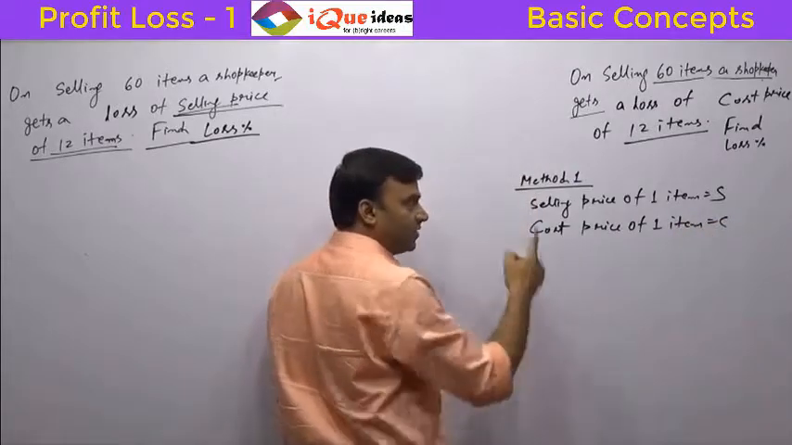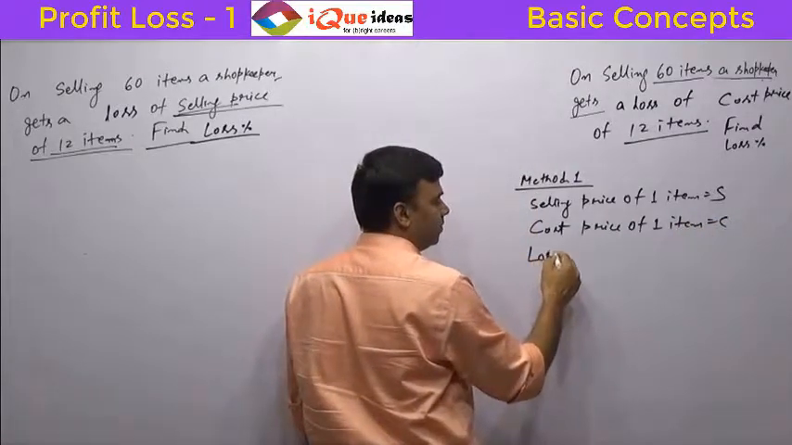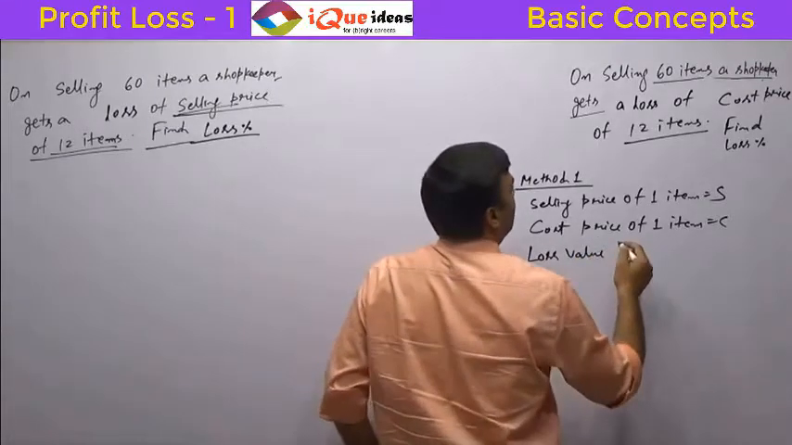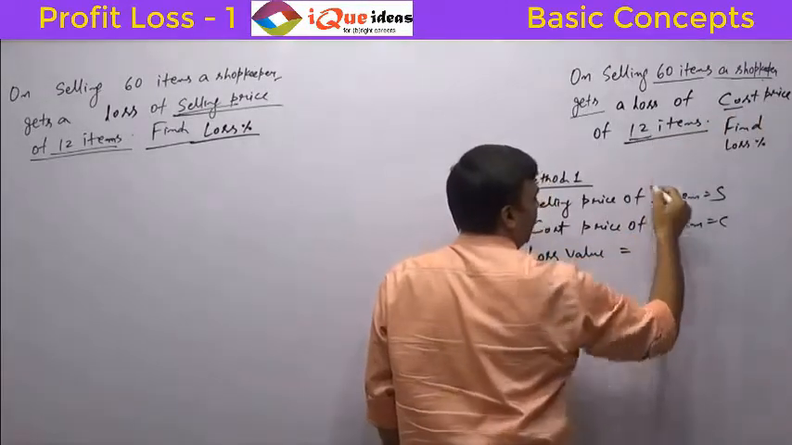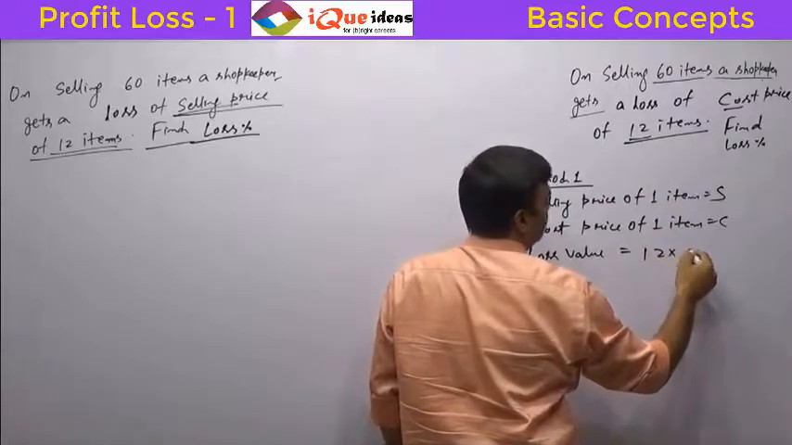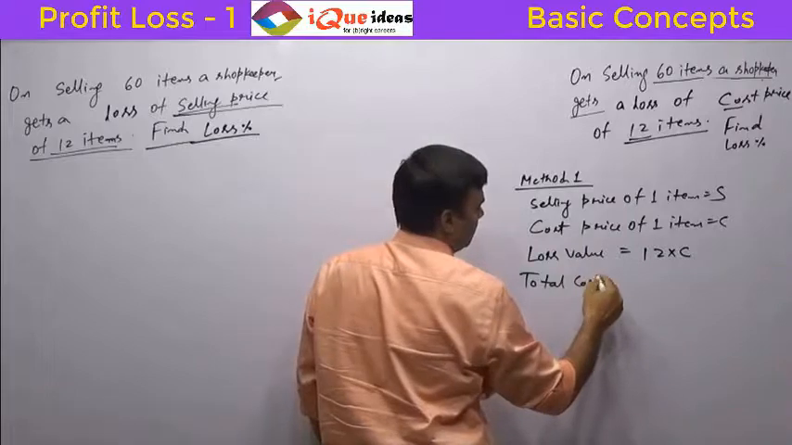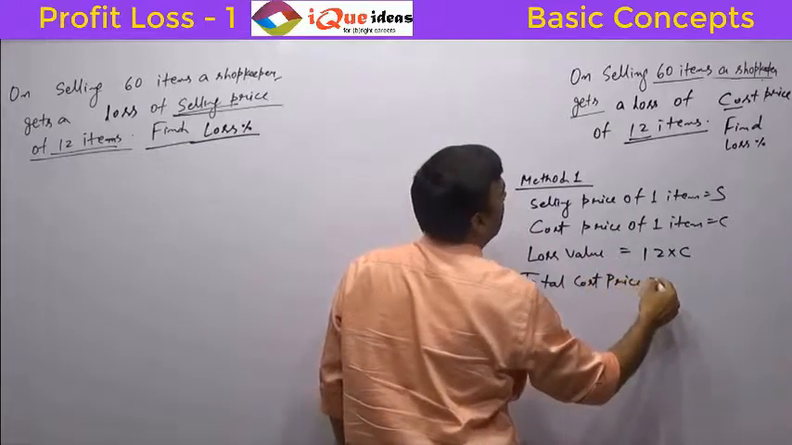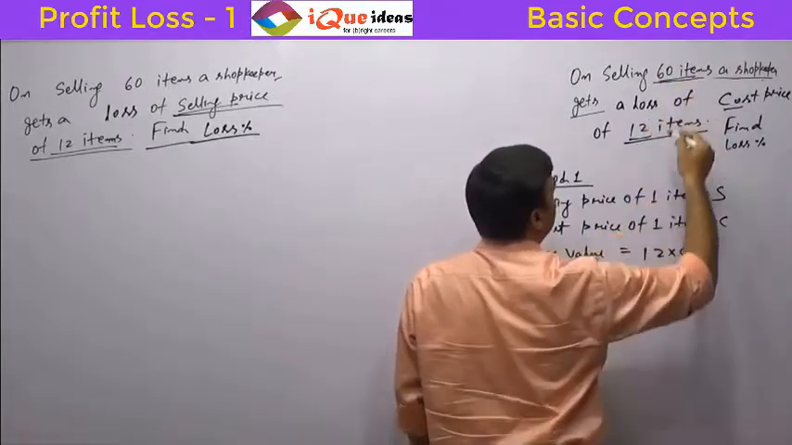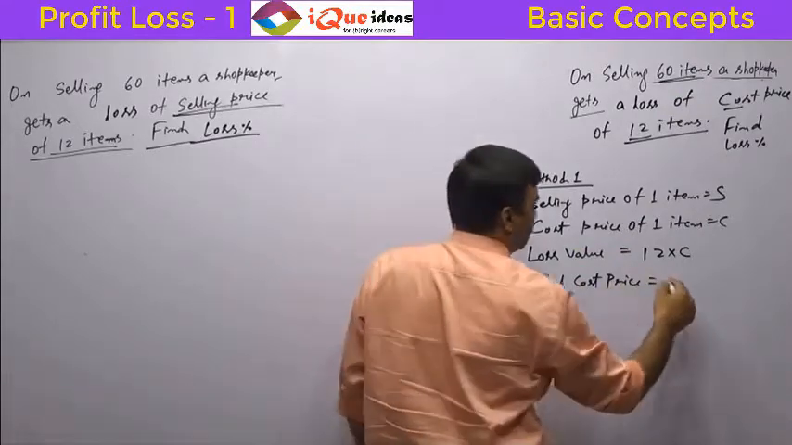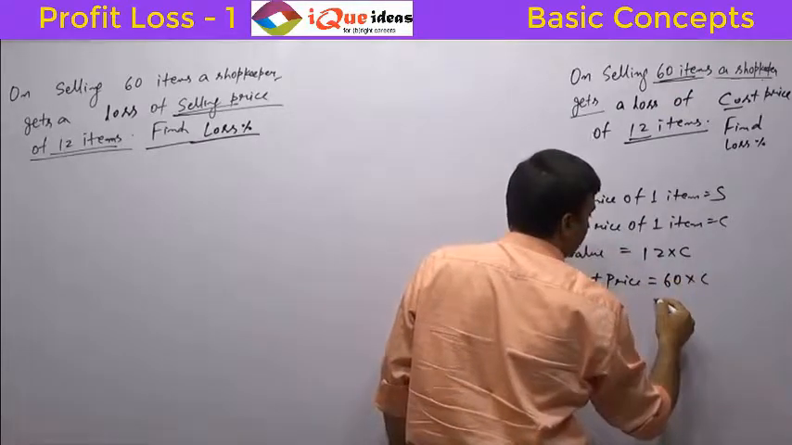That means in this case, the total loss value will be equal to the cost price of 12 items, so it is 12 into C. Total cost price, and that will be equal to how many items are we selling? 60 items. So the total expenditure will be on purchase of only those 60 items. So it will be 60 into C, right?